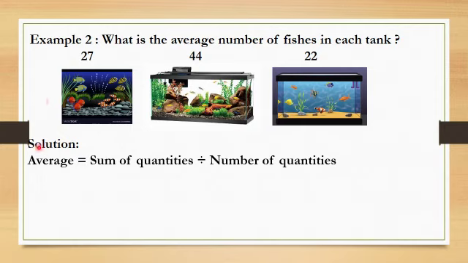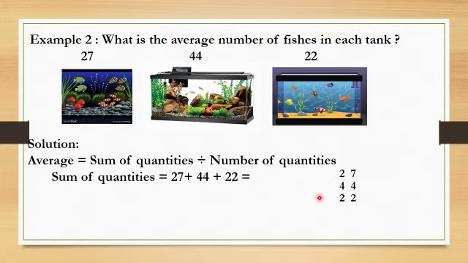So average is equal to sum of quantities divided by number of quantities. Let's find the sum of quantities. That is equal to 27 plus 44 plus 22. We add these three numbers, which gives the number of fishes in each tank. We do the working in the working column: 27, 44 and 22.